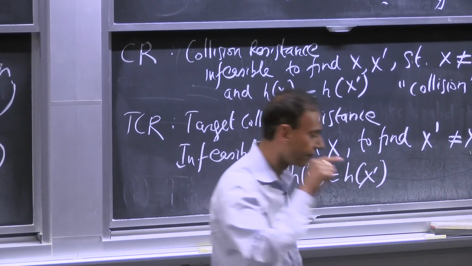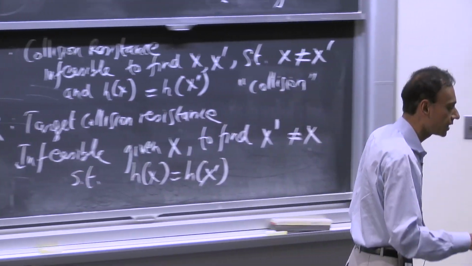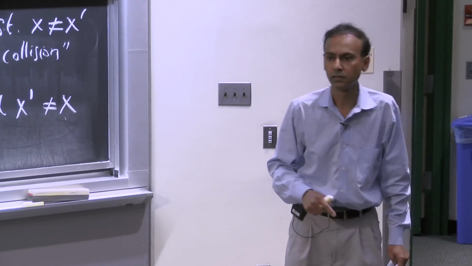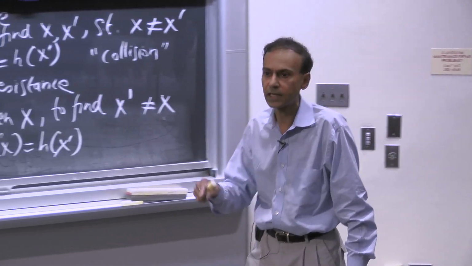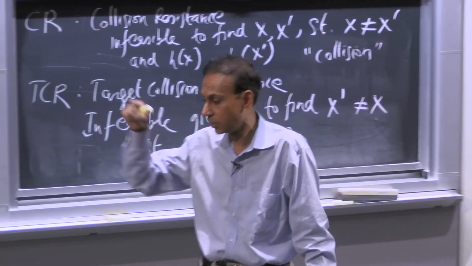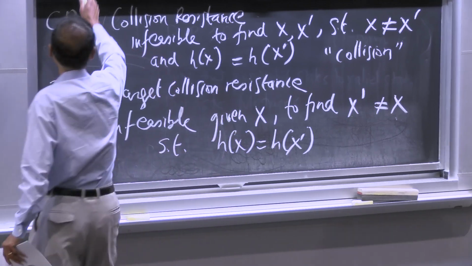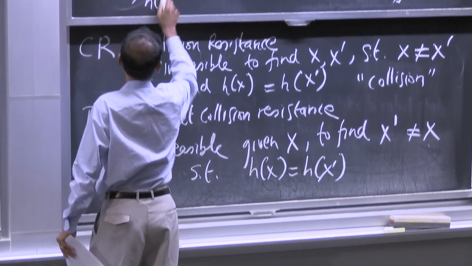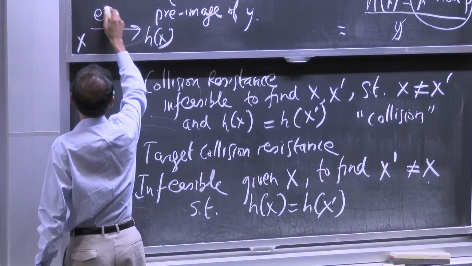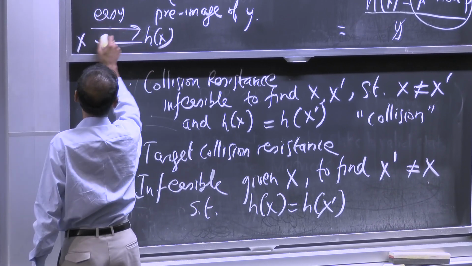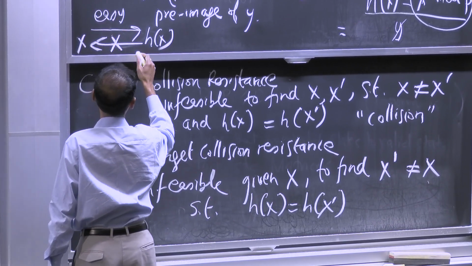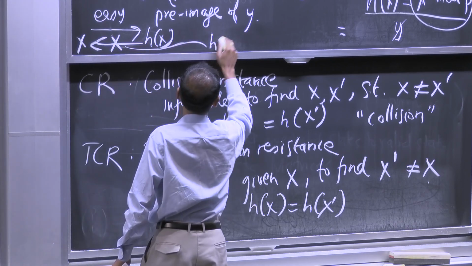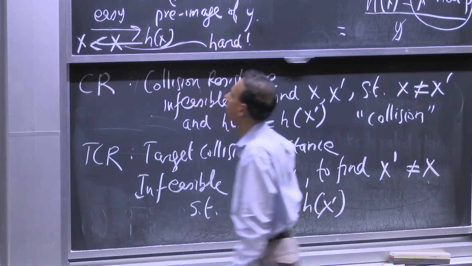So the question was, given an X, it's a polytime computation to get H of X. Absolutely. Public polytime computation given an X to get H of X. So going this way is easy. Going this way, ran out of room, hard. Okay?